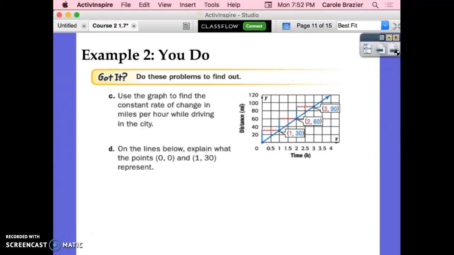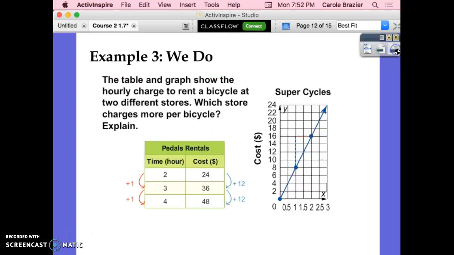Okay, welcome back. Use the graph to find the constant rate of change in miles per hour while driving in the city. So it already tells you right here in a unit rate that it's 30 miles per 1 hour. So you shouldn't have had to do any rate of change, but if you were to, you could have done 60 minus 30 and got 30. So you went up 30 over 1, that's fine. So you needed to have 30 miles per hour. And then for 0, 0, 0 hours, 0 miles, and then 1, 30 is 1 hour, 30 miles. So that should be pretty straightforward, pretty easy.